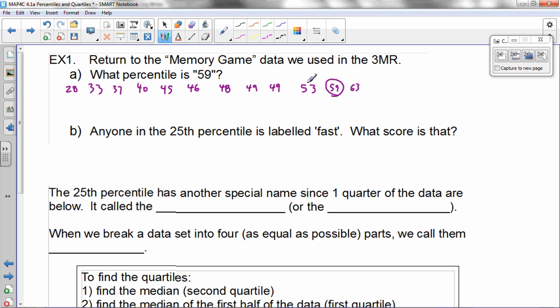What percent were below? Well, 1, 2, 3, 4, 5, 6, 7, 8, 9, 10 were below. 10 out of 12. What percent is that? I use my calculator. 10 divided by 12. You get about 83%. So 83% of the people were faster than him. This represents the 83rd percentile.